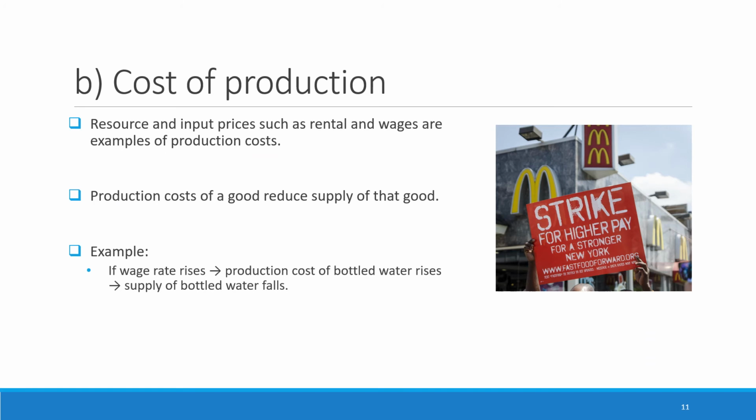Resource and input prices such as rental and wages are examples of production cost. Higher production cost of a good reduces supply of that good. For example, when the wage rate increases, production cost of bottled water will increase. This will reduce supply of bottled water.